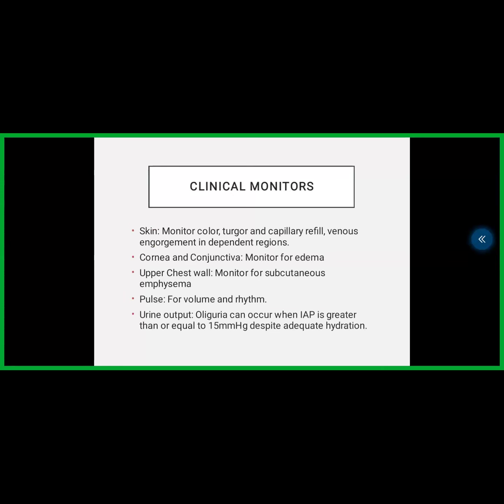and detect acidosis and hypercapnia on time. Then for the clinical monitors, the skin can be monitored for the color, capillary refill, and venous engorgement in dependent regions. Then the cornea and conjunctiva should also be monitored for edema, especially when positioning someone head down, as you could have an increase in intraocular pressure and corneal edema in these patients. The upper chest wall should be monitored for subcutaneous emphysema when there's abnormal neck swelling or chest swelling with crepitus. Then the pulse should also be checked for volume and rhythm, and urine output should also be monitored, as oliguria could also be one of the complications of raised intra-abdominal pressure.